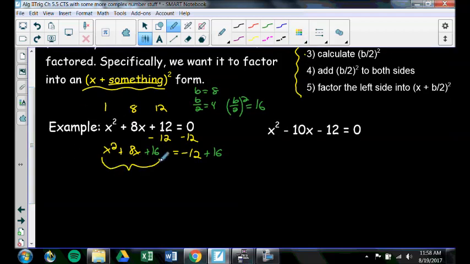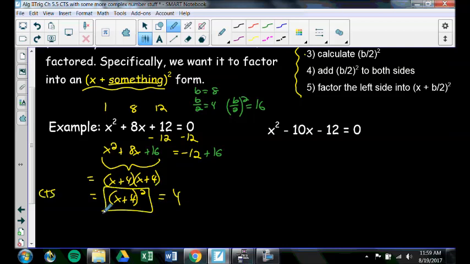This can now factor. It factors into x plus 4 times x plus 4, which is really x plus 4 squared. X plus 4 squared gives us x squared plus 8x plus 16, but now I've taken an equation that had 2 variables and written it with just 1. At this point, I've completed the square. The square is now complete because, look, there's my square.